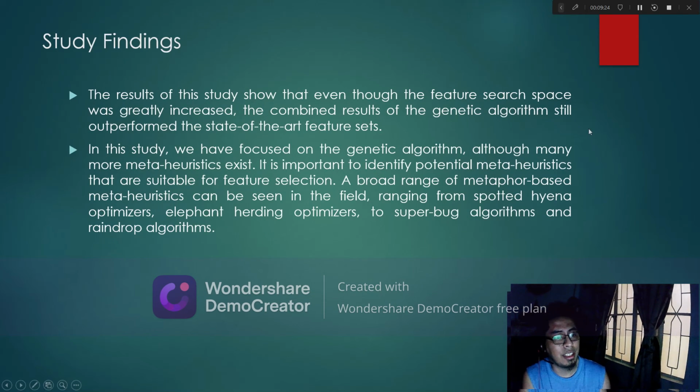In addition to this, the results of the study show that even though the feature search space was greatly increased, the combined results of the genetic algorithm still outperform the state-of-the-art set, like we mentioned on the previous slide. So in this study, we have focused on the genetic algorithm. Although many more meta-heuristics exist, it is important to identify potential meta-heuristics that are suitable for feature selection.